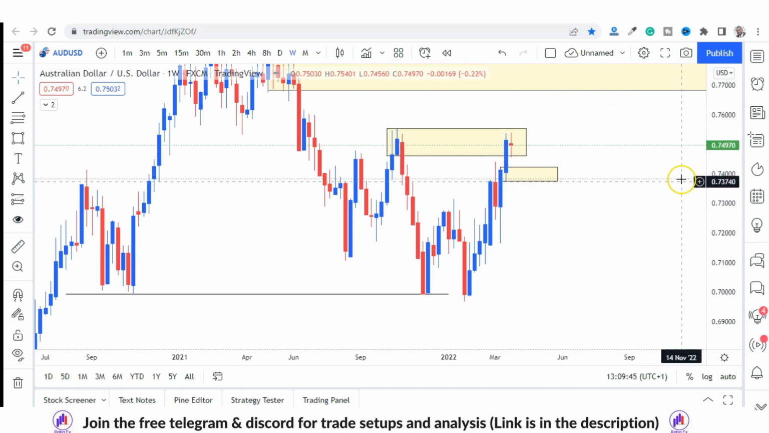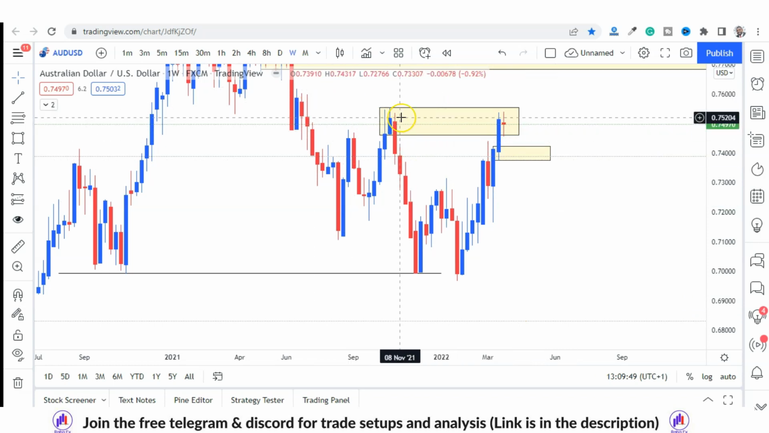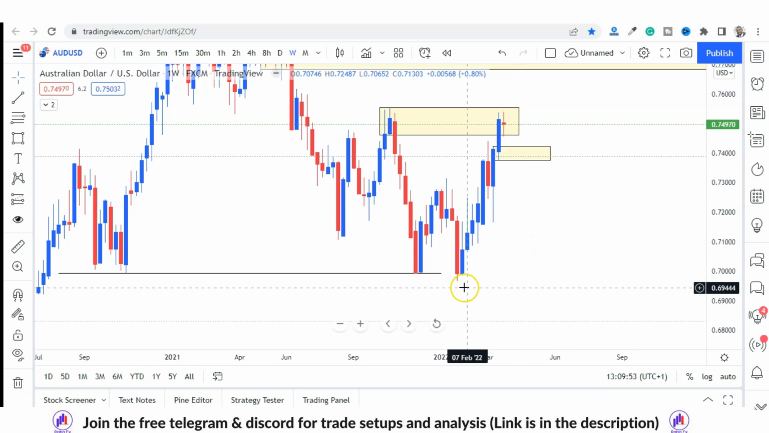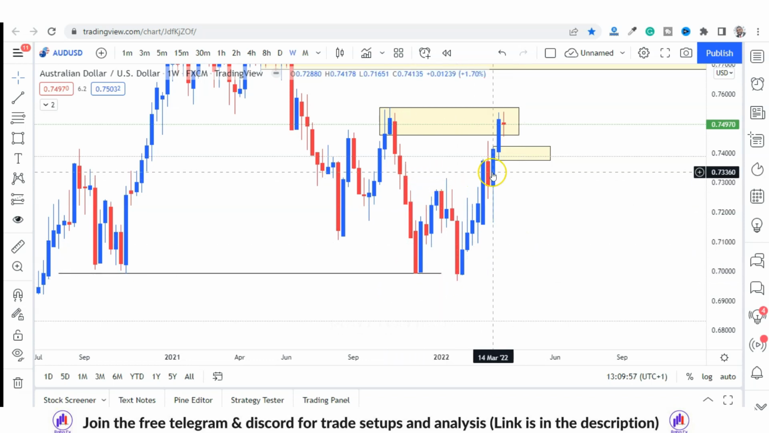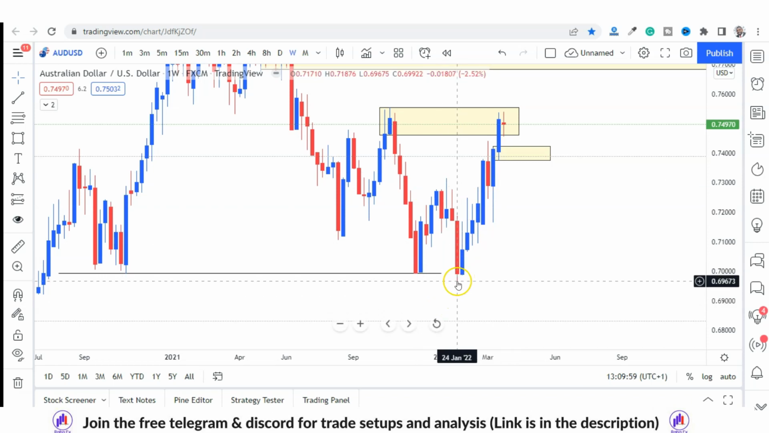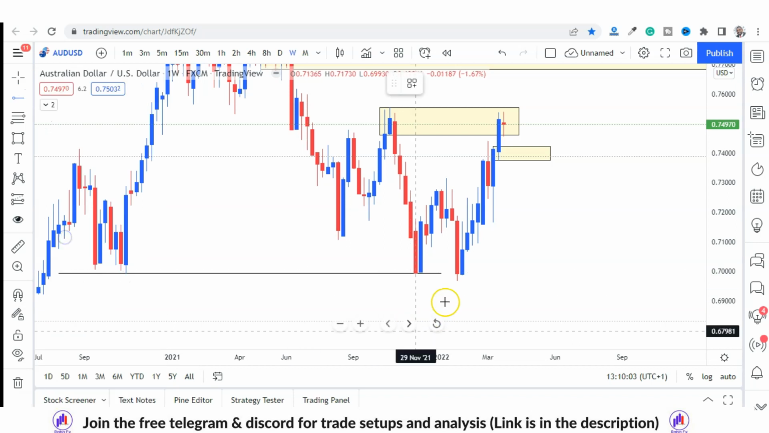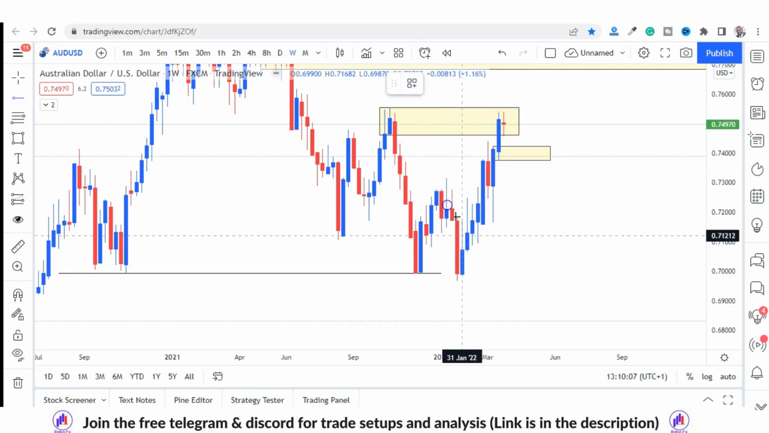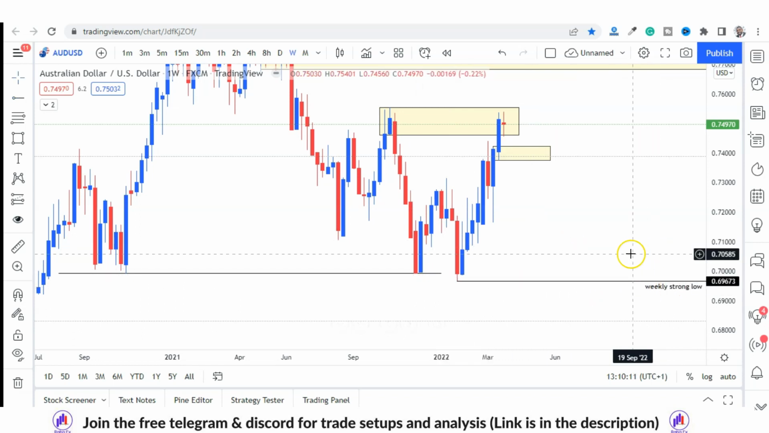Okay, so the weekly is bearish because we have an obstacle in the form of a bearish order block to take the price lower. Okay, remember, these are strong lows: they took out liquidity and broke structure. We don't expect this low to be taken, so I'm going to come here, take my ray, select my weekly strong low, and then place it there. So that's my weekly strong low.